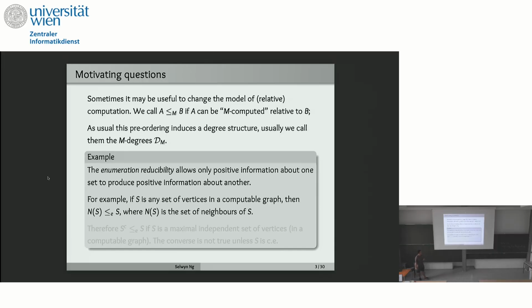An example is, if you have any set F of vertices in a computable graph, then the set of its neighbors would be enumeration reducible to the set. If you didn't care about computing the elements of F or its neighbors, and you only care that eventually you see the elements, then this perfectly describes the situation. Therefore, if you have a maximal independent set of vertices S in the computable graph, then the complement of S can be enumerated from S. In general, this is not true unless S itself already has an enumeration without any oracle.